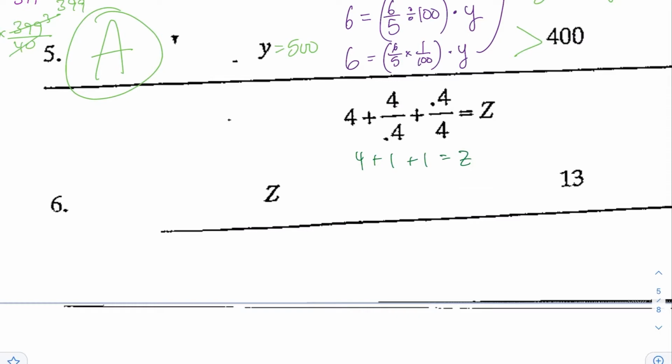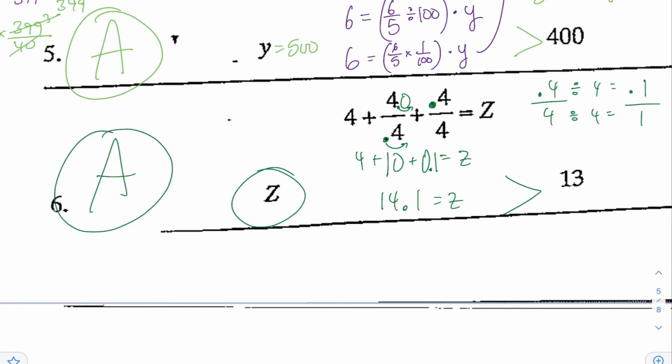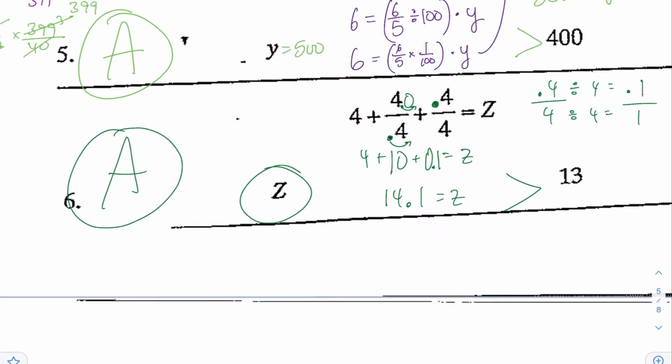Or rather, you have some decimals there. So they're not just equal to 1. So we have 4 divided by 0.4. You move the decimal over. That's really 40 divided by 4, which is 10. And we have 0.4 divided by 4. If you divide by 4, you get 0.1. So that's 10 plus 4 plus 0.1, so 14.1 is equal to z. And 14.1 is greater than 13, so the answer is A. Just be careful of the decimal points there.